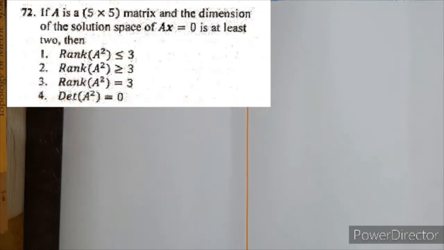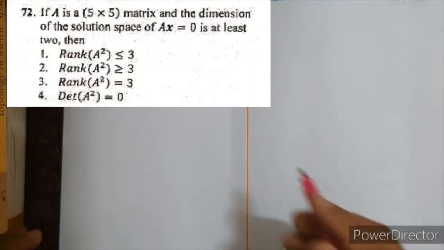The problem is: if A is a 5 by 5 matrix and the dimension of the solution space of Ax equals 0 is at least 2, then option number 1: rank of A square less than or equal to 3; rank of A square greater than or equal to 3; rank of A square is equal to 3; and the fourth option is determinant of A square is equal to 0.